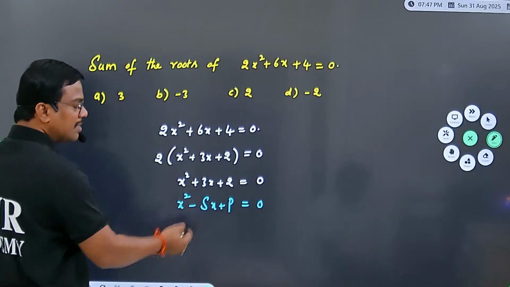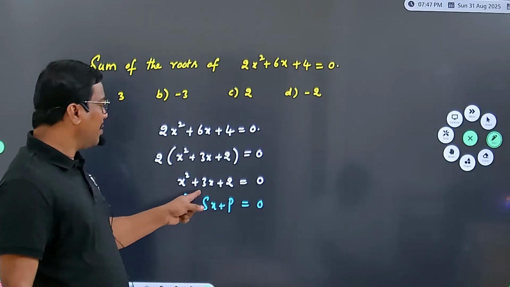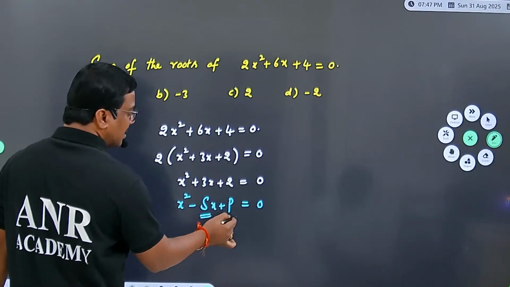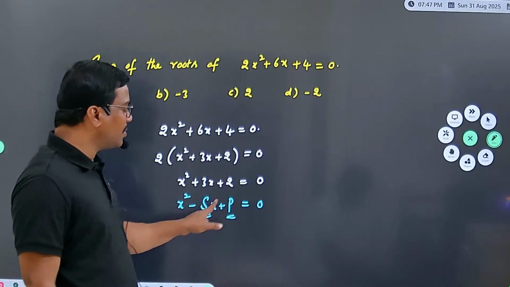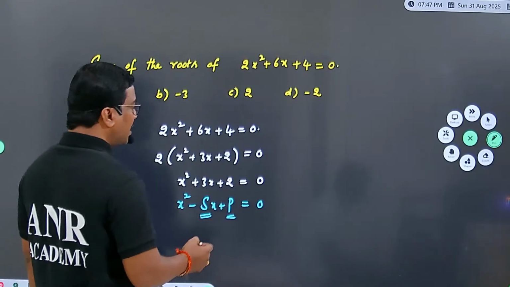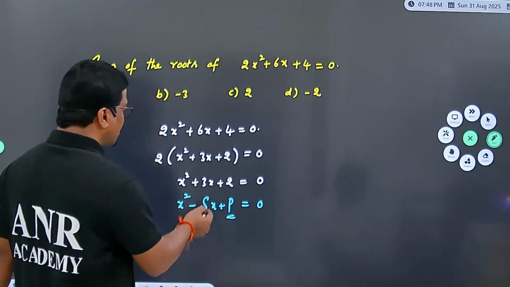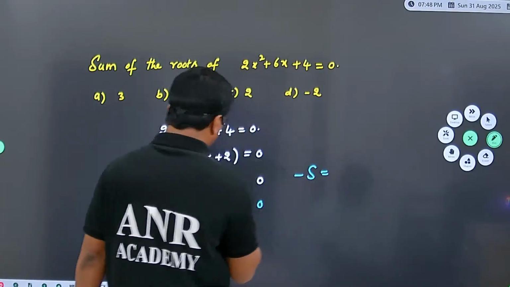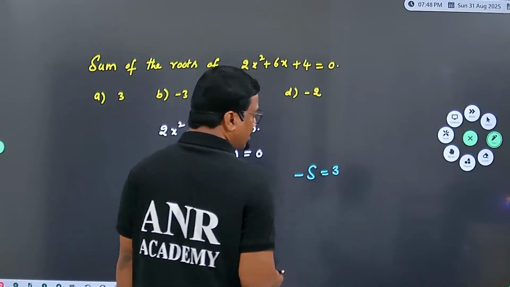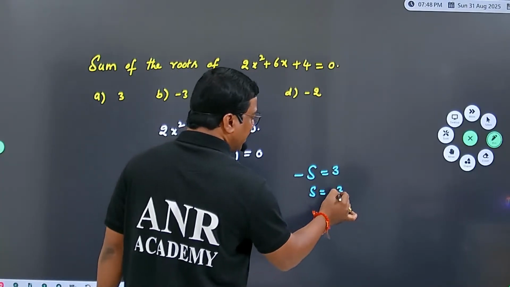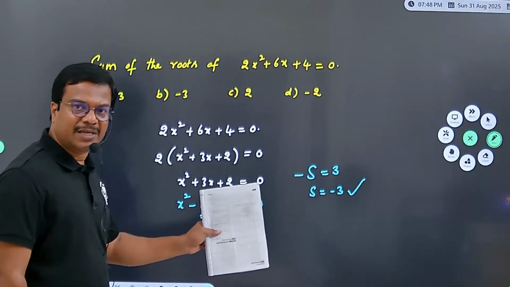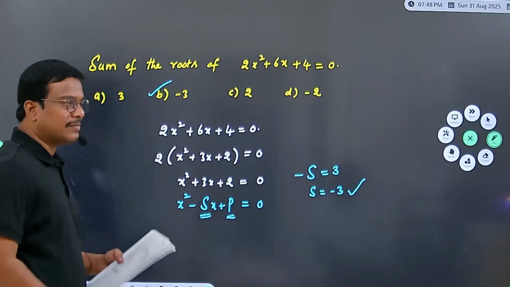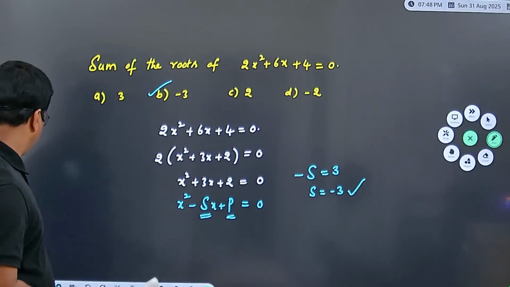Just on comparison, comparing coefficients of x, it gives the sum of roots. We know that S and P indicate sum of roots as well as product of roots. And here the aim is to find the sum of roots. So coefficient of x here is minus S, and here coefficient of x is 3. Therefore, S can be written as minus 3. S is nothing but sum of roots, and hence option B is correct. Let us move to the next one.